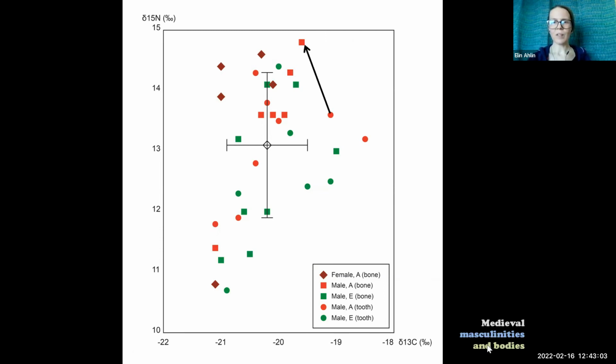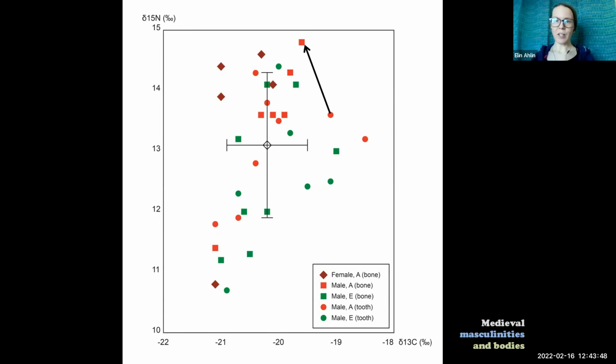One of them is this red fellow up here called A12. This male was buried at the eastern part of the church in the choir, close to the high altar. So someone of probably high social standing. As you can see, as an adult, he had the most enriched nitrogen values. So this could be explained by him being rather strict about his diet and avoiding meat in favor of fish. And sulfur values, which is not seen in this chart, show that this was an outsider, someone who moved to Västerås sometime after the tooth was formed, basically sometime after childhood.